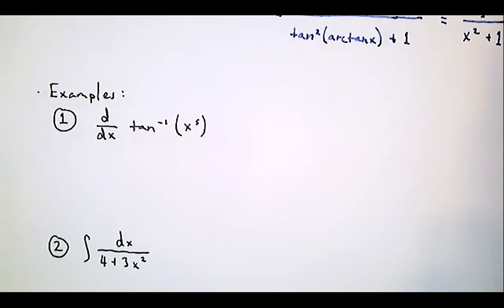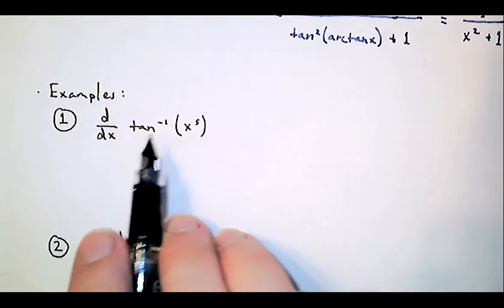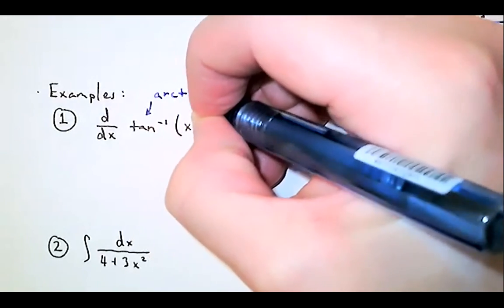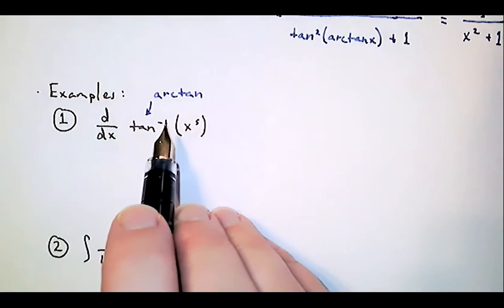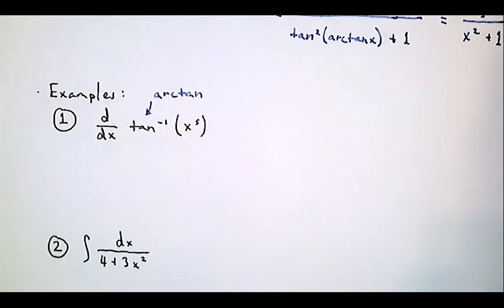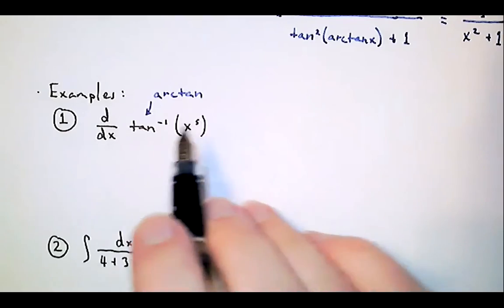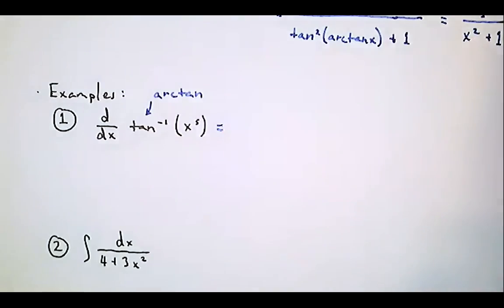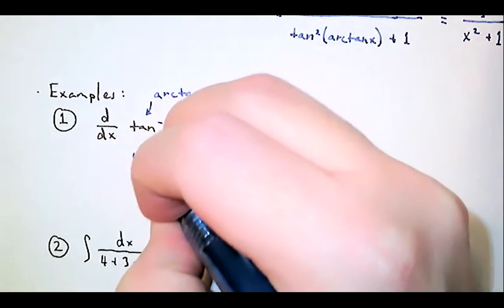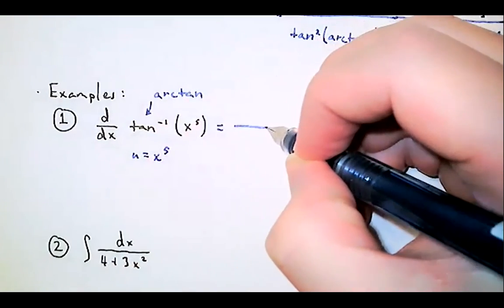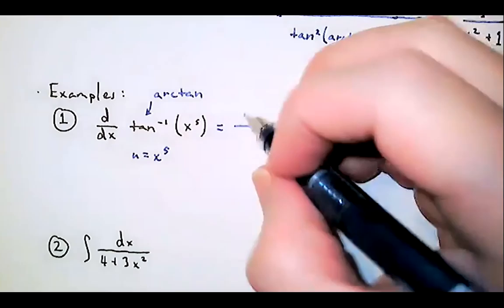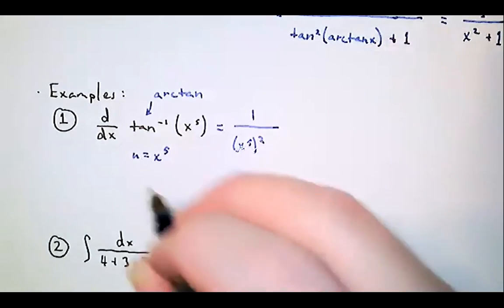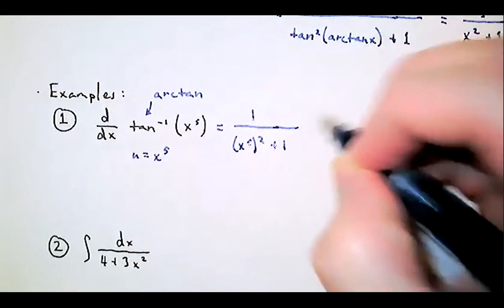So the first one is a relatively simple derivative. We have a tangent inverse. And again, you need to be comfortable thinking about tangent inverse as either this tangent with the -1 to signify the inverse, or arctangent, because they both mean the same thing. So we're going to apply our derivative rule that we just saw, where our u is going to be x to the 5th power. Okay, so we get 1 over x to the 5th squared. That's going where u was, and then we're adding 1 in the denominator.